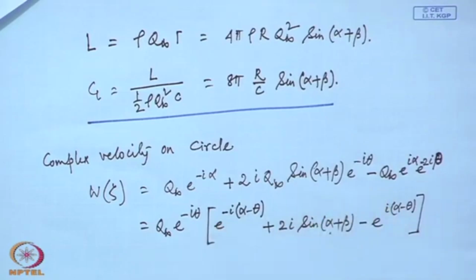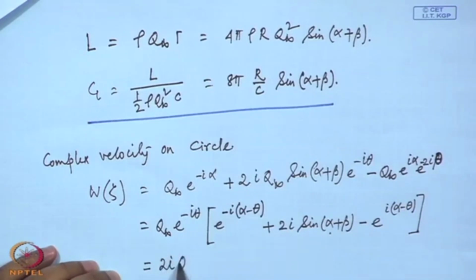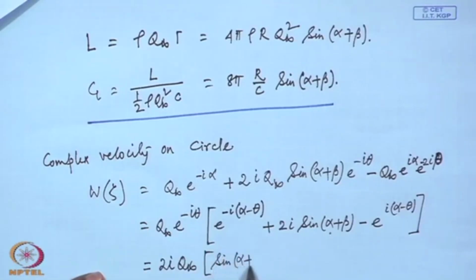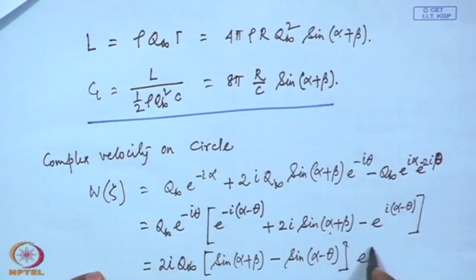The first and last term, first and third term, what do they become? Minus sin alpha minus theta, of course, or 2i. So that 2i also comes out. These two also give 2i sin alpha minus theta. So that 2i comes out. So it becomes 2i q infinity, sin alpha plus beta minus sin alpha minus theta, into e to the power minus i theta.